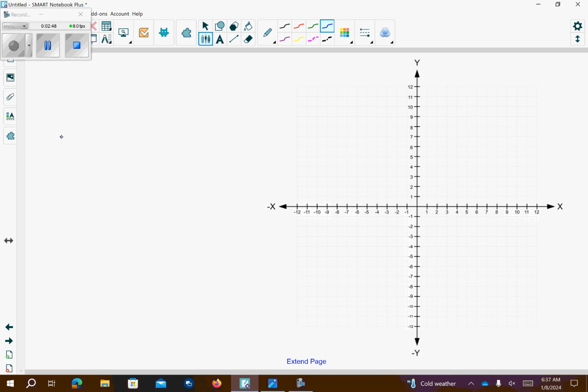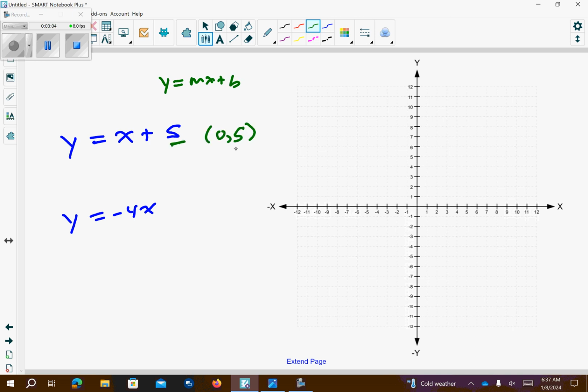Our next problem on page 211 is we have y equals x plus 5 and y is equal to negative 4x. So these are both set up as y equals mx plus b. So our b value here is 0 comma 5. That's our y-intercept. So we're going to go ahead and plot that right here. And then I don't have a number out front, so I'm just going to put a 1. So my slope is 1 over 1. So I'm going to go up 1, right 1. And again, try and draw a straight line best we can.